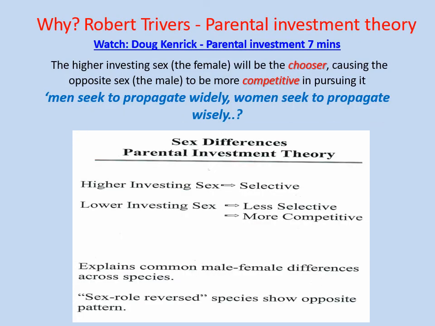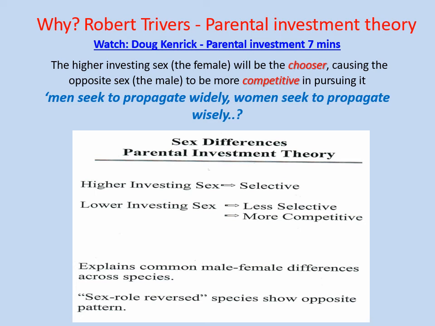Now, how can we explain these really clear differences between the sexual behavior and mating behavior of men and women? Robert Trivers suggested a theory called parental investment theory that goes some way towards explaining the different behavior of males and females when it comes to selecting sexual partners. According to Trivers, the higher investing sex, which in humans happens to be the female, will be the choosier, causing the opposite sex, the male, to be more competitive in pursuing it.